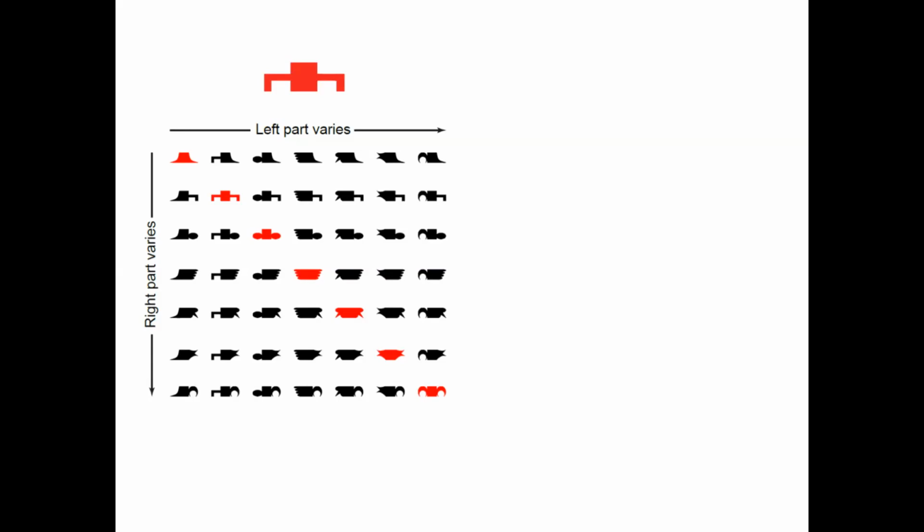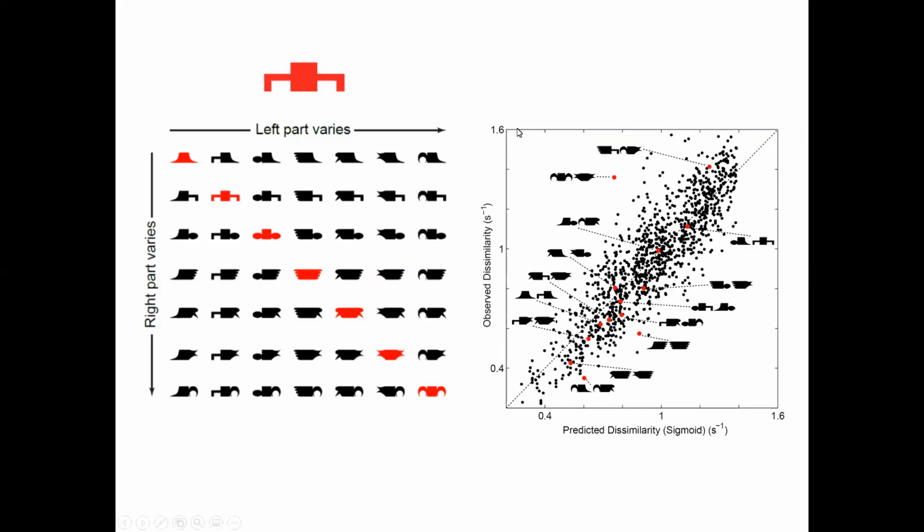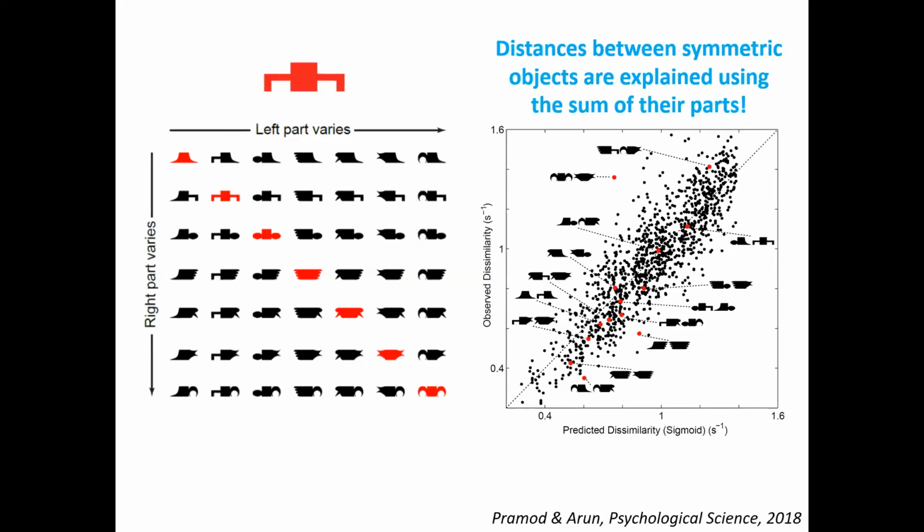So now we plot the same data as we did before. We have the observed data on the y-axis, the predicted data on the x-axis, and now I'm highlighting a set of red points which represent the distances between symmetric objects. And it turns out that distances between symmetric objects were no different in terms of their error compared to other objects. What this means is that even symmetric objects, the distances between symmetric objects are also explained using a sum of the parts.